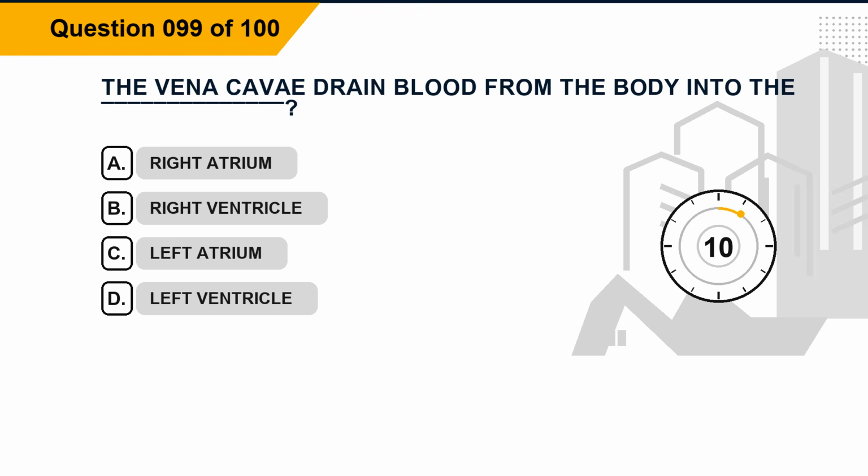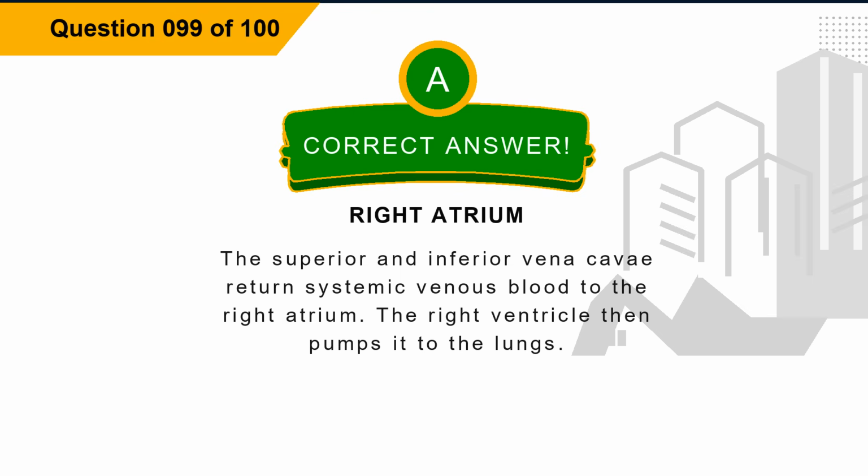Question 99. The vena cava drain blood from the body into the blank? Option A, right atrium. Option B, right ventricle. Option C, left atrium. Option D, left ventricle. The correct answer is option A, right atrium. Explanation. The superior and inferior vena cava return systemic venous blood to the right atrium. The right ventricle then pumps it to the lungs.